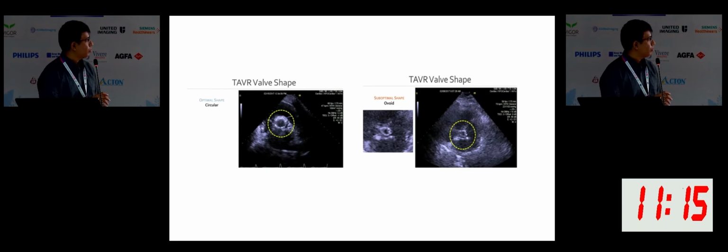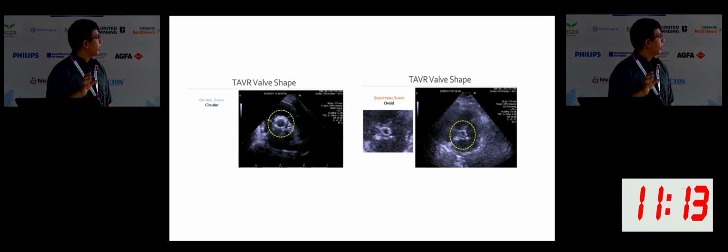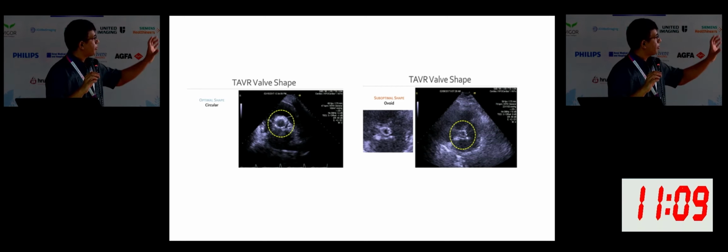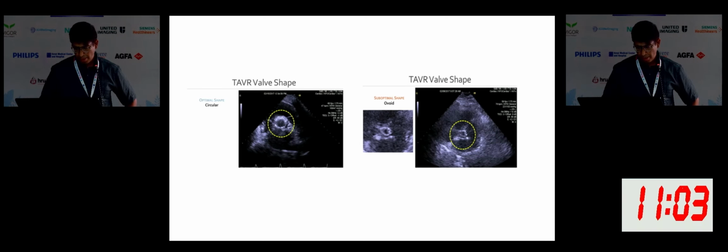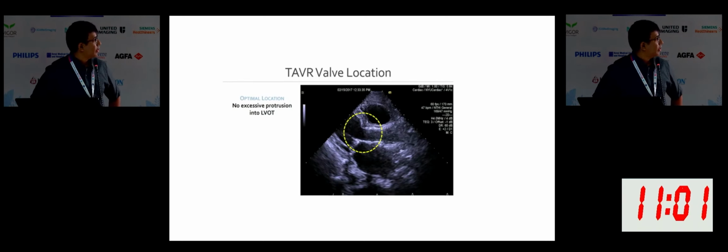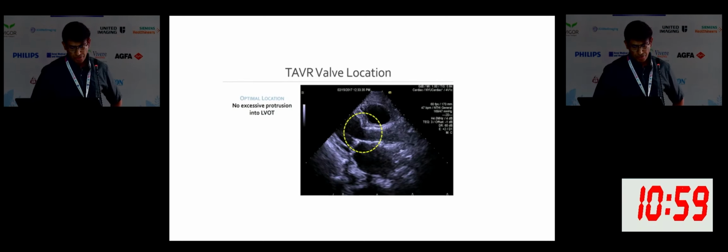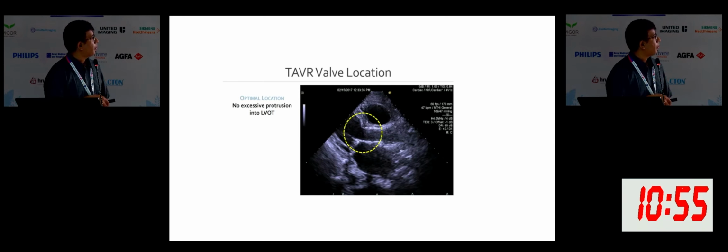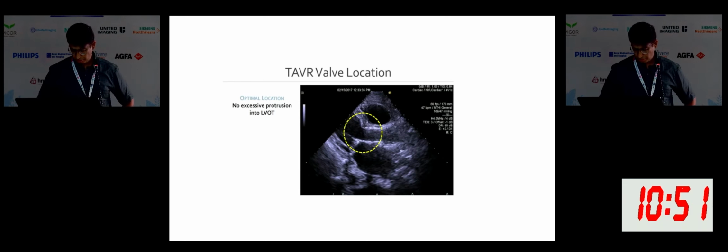So I'll show some views. There's a TAVR valve. First you can see the echocardiographic circular view, which is the optimal deployment of the TAVR. Then there's a suboptimal deployment, where there are chances of paravalvular leak. So you can see here a zero deployment of the TAVR valve, exactly placed.